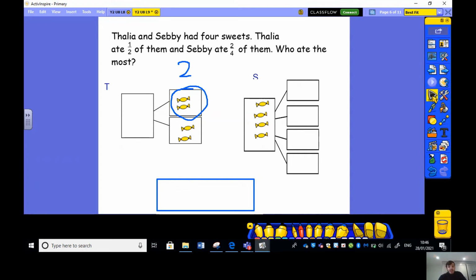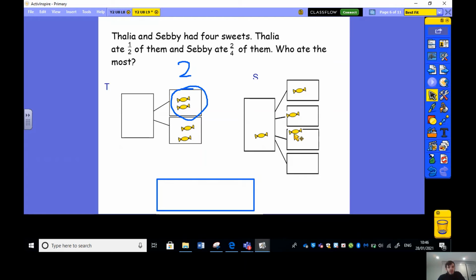It said Sebi ate 2 quarters. So we need to split Sebi's whole into 4 equal parts, because that's what quarters are. When your denominator is 4, you have quarters and you have 4 equal parts. Let's share Sebi's 4 sweets into quarters. 1, 2, 3, 4. Each quarter is worth 1.